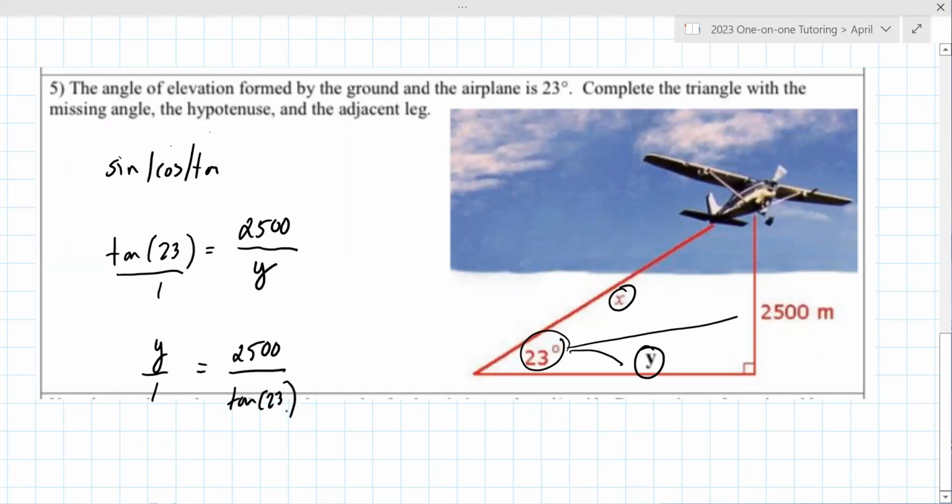Okay, so tangent of 500 divided by the tangent of 23. Yes. 5,889.6. Okay. What are the units of that answer? Meters. Good. So do something similar to find X.